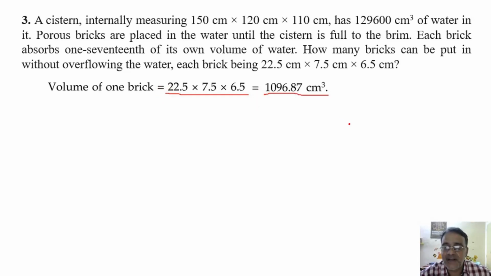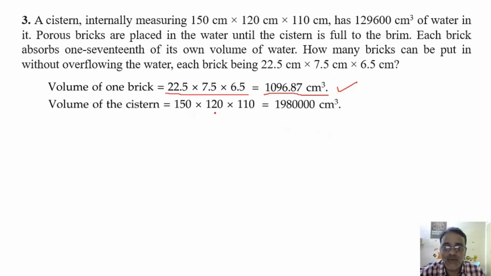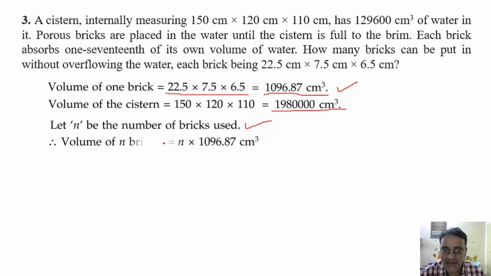After multiplying you will get 1096.87 centimeter cube. And the volume of cistern is 150 into 120 into 110, that is 19,80,000 centimeter cube. Now let n be the total number of bricks, and the volume of n bricks will be equal to n into 1096.87 centimeter cube.